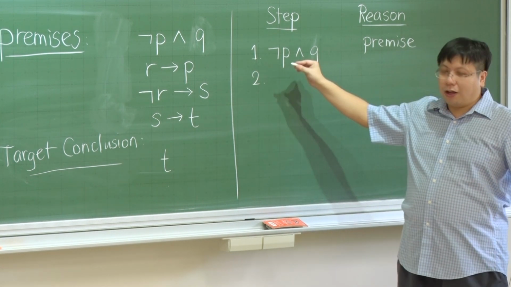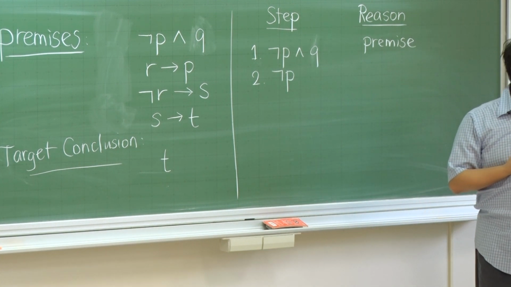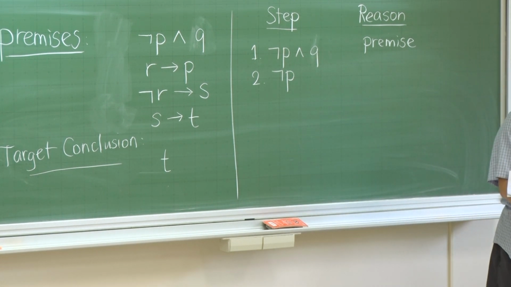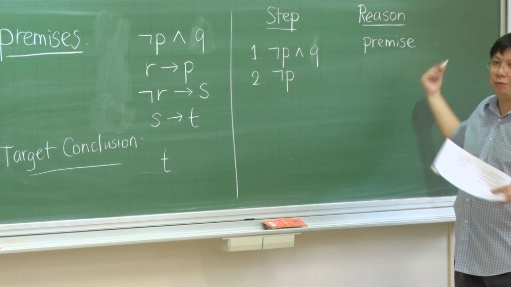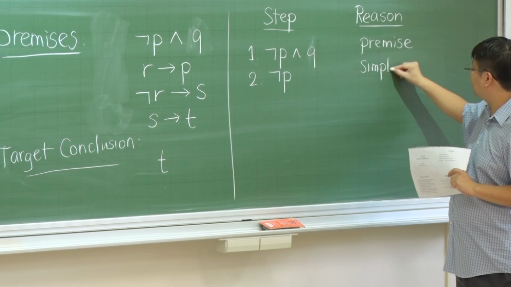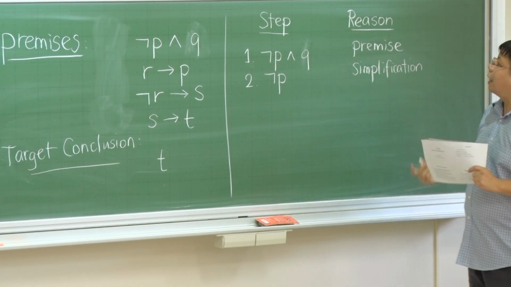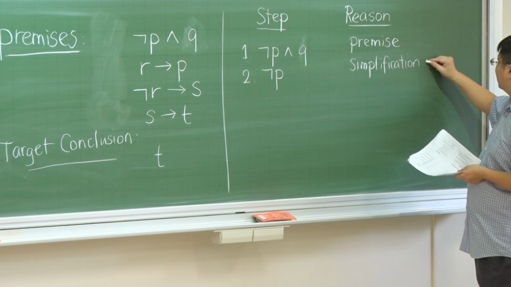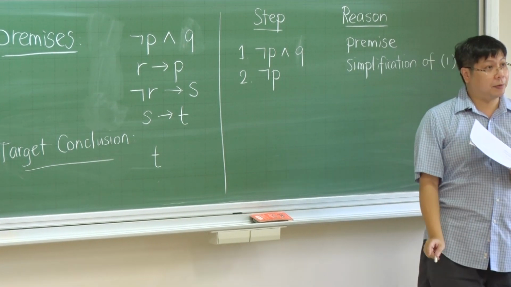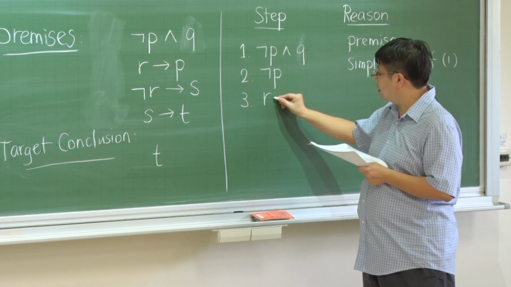And then not P and Q implies not P. Because we know that not P and Q is true, then automatically not P has to be true, right? This is due to a rule we studied last time. I copied it. It's called simplification. To make it clearer, it is a simplification of step 1, the result of step 1. And then after that, we can write down R implies P.